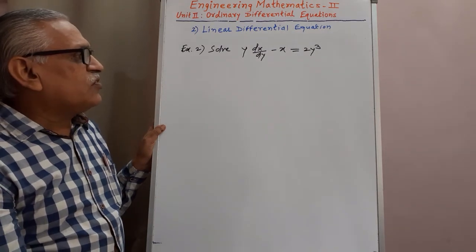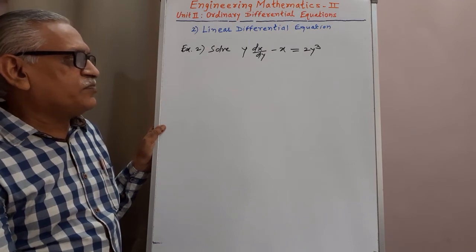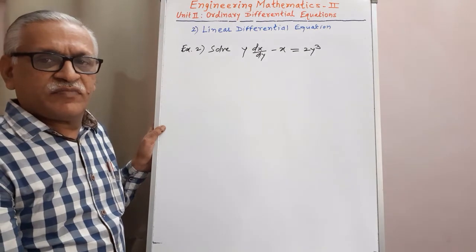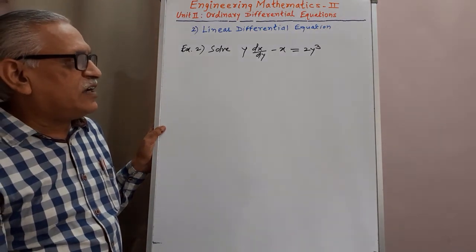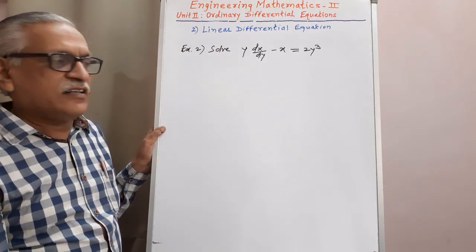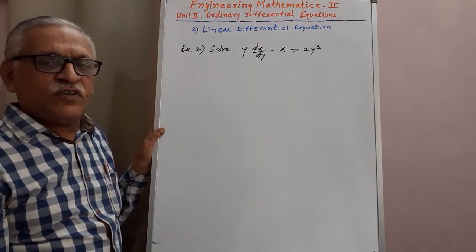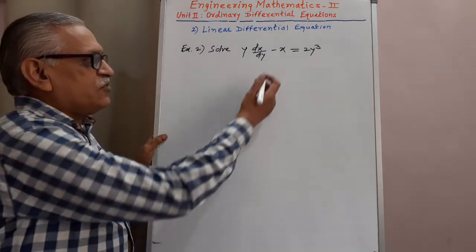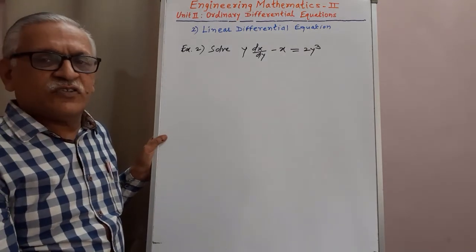Second, solve y dx by dy minus x is equal to 2y cube. Nowhere is its type mentioned, therefore we have to identify its type. First of all, I will check for exact. If it is exact, we apply the corresponding technique. If it is not exact, then we go for linear, and always proceed like this. You can perform this work in rough.